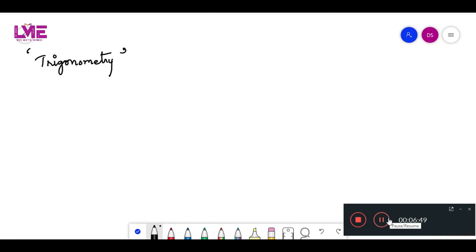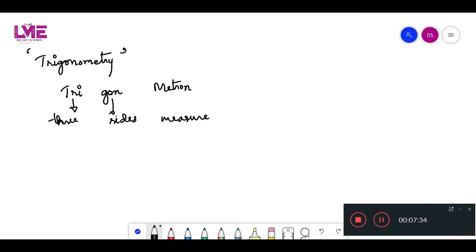So this is a single word, and it is derived from three Greek words, namely tri, gon, G-O-N, and metron. Okay, and the meaning of tri is three, gon is sides, and metron is measure. So the word trigonometry is basically derived from three Greek words: tri, gon, and metron. So tri means three, gon means sides, and metron means measure.